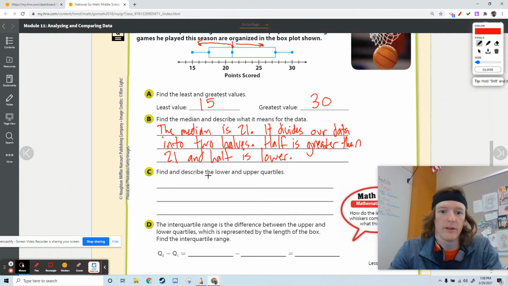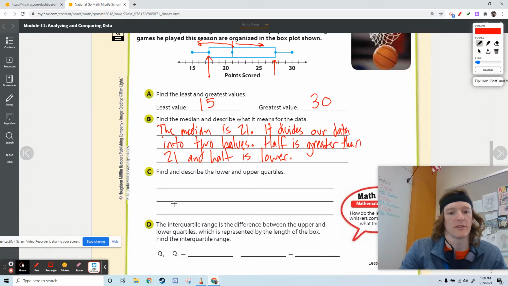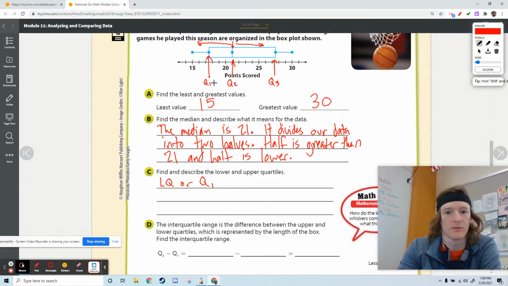For part C, we need to find and describe the lower and upper quartiles. Here's our lower quartile, and here's our upper quartile. The lower quartile we might call Q1, and the upper quartile Q3, because our median is Q2. So quartile 1, quartile 2, quartile 3. This would be Q4, and the least here would be Q0. But we're mostly only going to see Q1 and Q3.